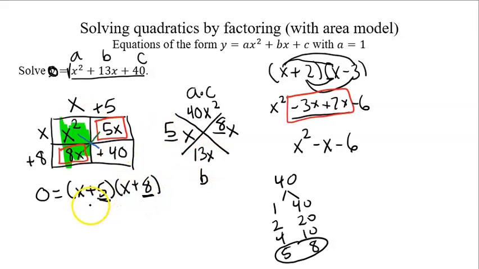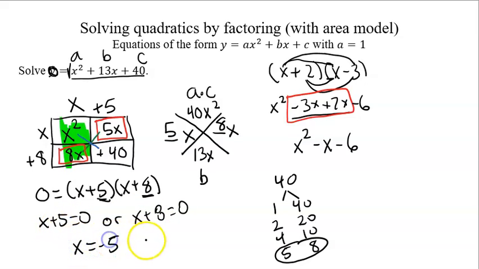Now to solve this, I use the zero product property, which says when two things multiply to equal 0, then one of these has to equal 0. So either x plus 5 should equal 0, or x plus 8 equals 0. And so we can see that one answer is going to be negative 5, and the other answer is going to be negative 8. I check my work by plugging negative 5 in for x here, verifying it equals 0, and plugging negative 8 into the equation, and verifying that it equals 0.